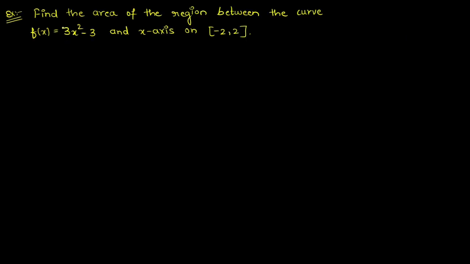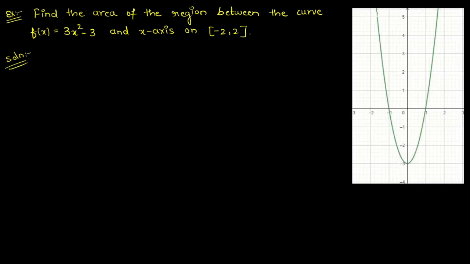So let's look into another example of the same type. Find the area of the region between the curve f of x is equal to 3x square minus 3 and the x-axis on the interval minus 2 to 2. The graph for this function appears somewhat like this, a curve which goes below the x-axis and again turns up. You can see from minus 1 to 1, the curve is below the x-axis and the remaining part is above the x-axis.